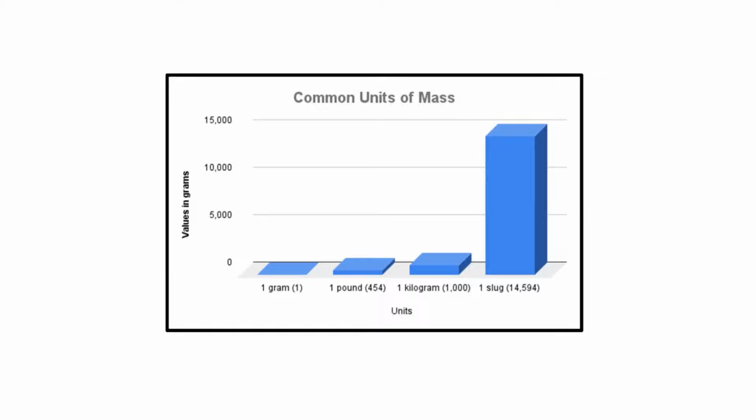Here is a visual of some common units of mass. You have 1 gram, then the next 1 pound, which is 454 grams, then 1 kilogram, which is 1,000 grams, and 1 slug, which is more than 4,000 grams.